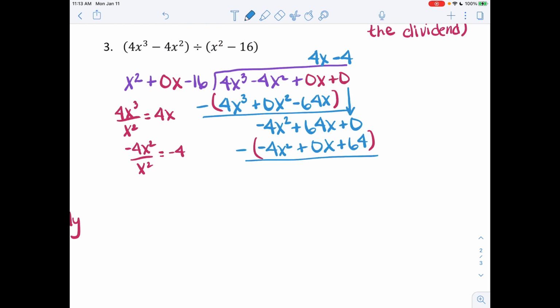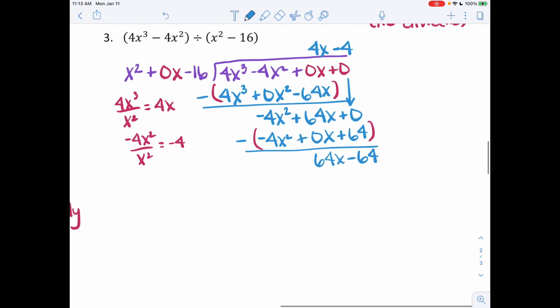Negative 4x minus a negative 4x cancels. 64x minus 0 is 64x, and then 0 minus 64 is minus 64. I don't have any more terms to bring down, so that becomes my remainder. And remember, we write quotient and then plus remainder over divisor.